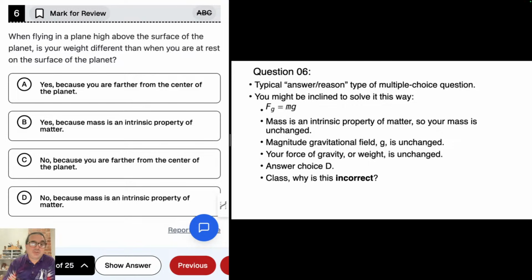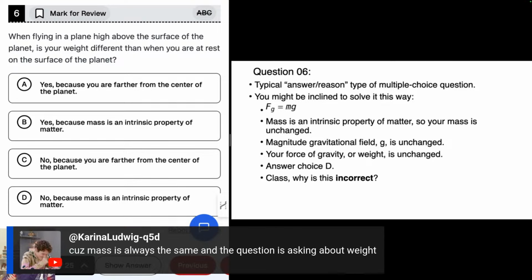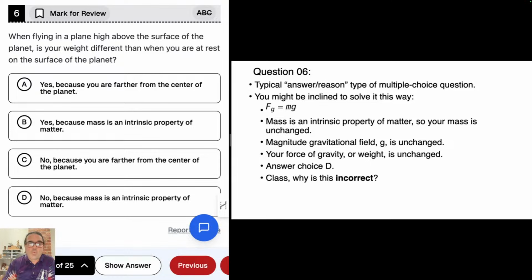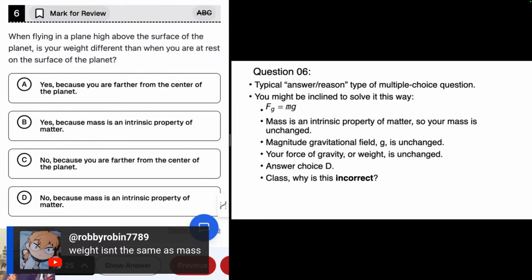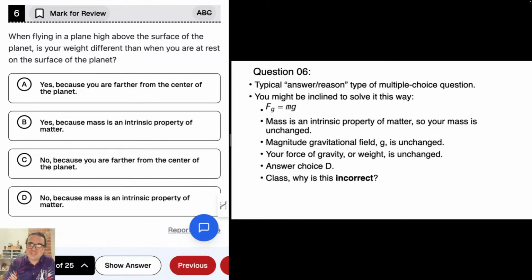All right. So this is interesting. We got some interesting things. Okay, so sure, the mass is the same. The question is asking about weight, but that doesn't answer the question, right? So what is wrong with our question? Or what is wrong with the solution we have right there? I agree, weight isn't the same as mass, but what's wrong with this solution right here? There's an incorrect statement.